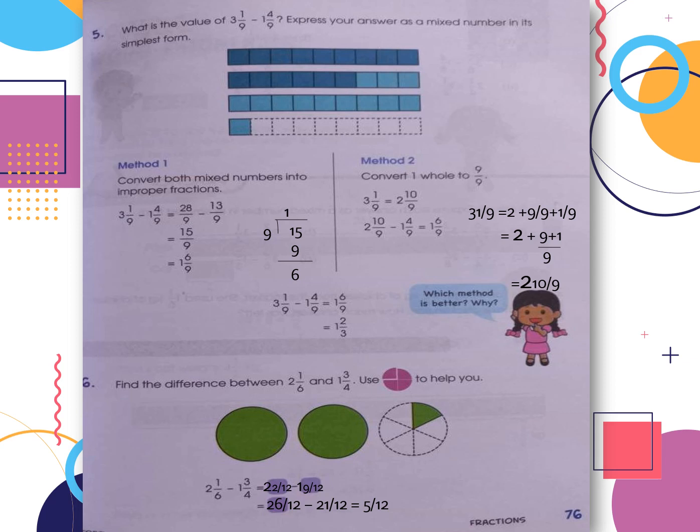In question 6, we have to find the difference between 2 whole number 1 over 6 and 1 whole number 3 over 4. This is very easy. We first converted the denominators into the same value by multiplying and dividing 1 over 6 by 2, so we have 12 in the denominator, and 3 over 4 by 3.